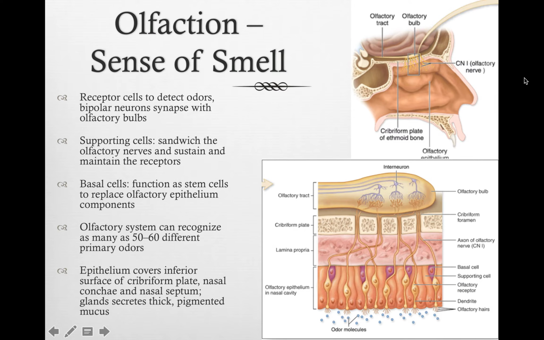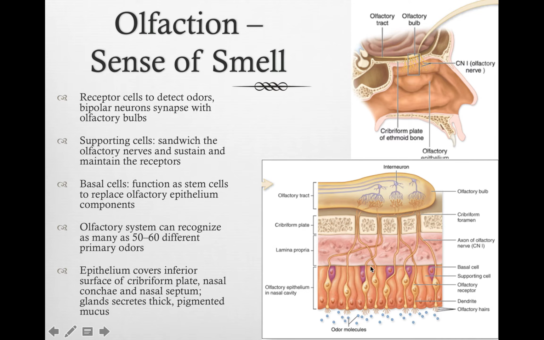The supporting cells are these cells. So this is that bipolar neuron that I was talking about, and here are the olfactory hairs. These are actually the receptors here. And the large orange or pink cells between those, these are called supporting cells. And these are cells that sort of sandwich these olfactory nerves. They help sustain and maintain the receptors, so they're there to help provide space and protection and cushion for these very important neurons.